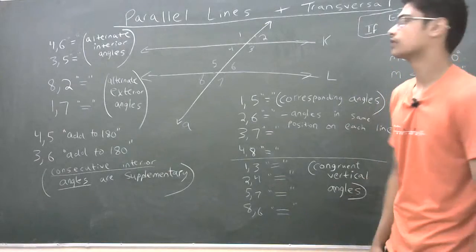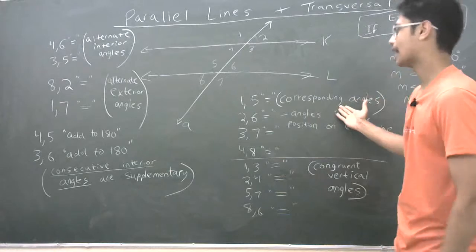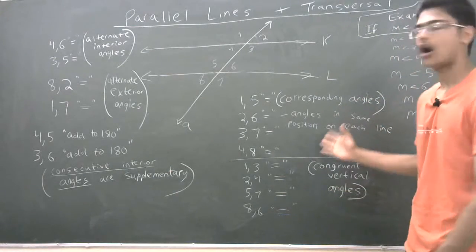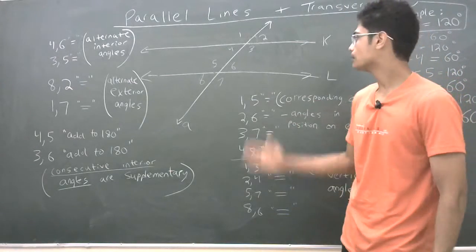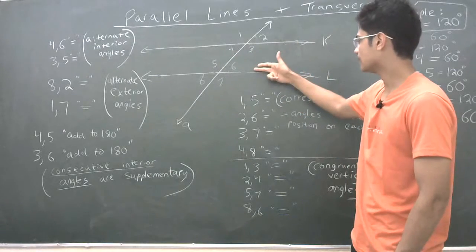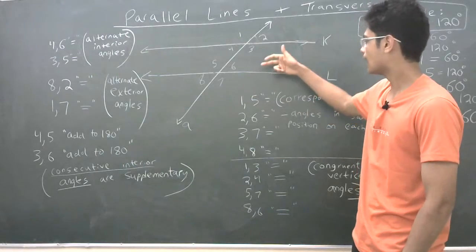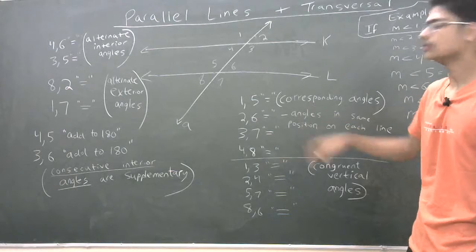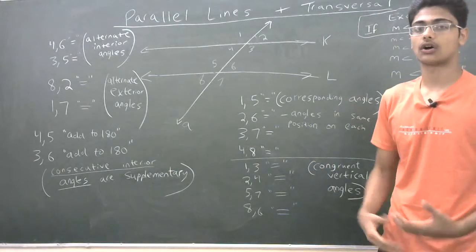So let's start off here. First of all, I would like to give you the definition of corresponding angles, and these are angles that are in the same position on each line. So in this one, the corresponding angles would be 1 and 5, 2 and 6, 3 and 7, and then 4 and 8. If you just look at this definition, you know what corresponding angles are. And corresponding angles are congruent.